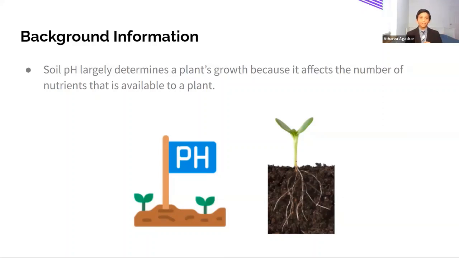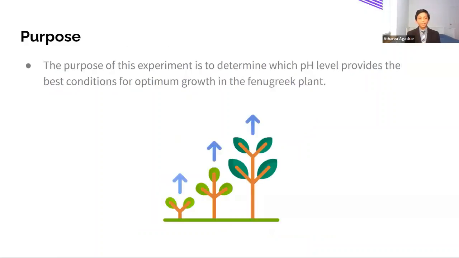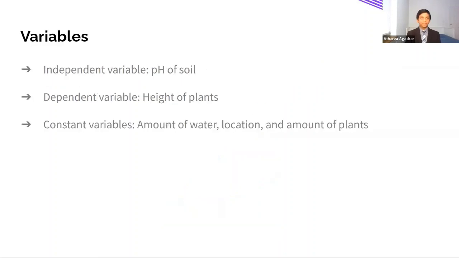For my science experiment, I wanted to figure out how much the pH of soil really affected the growth of a plant. I determined that fenugreek, a fast-growing legume, would be the perfect test plant for an experiment like mine, with a short data collection time. The purpose of my experiment is to determine which pH level provides the best conditions for optimum growth in the fenugreek plant. This experiment will benefit farmers and gardeners by helping them find out which pH level will supply the best conditions to grow the fenugreek plant in.